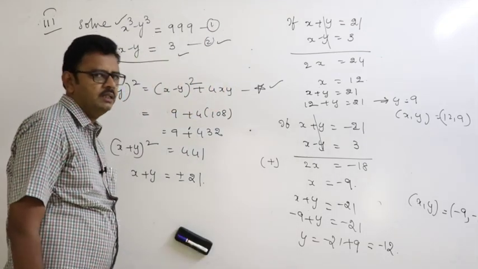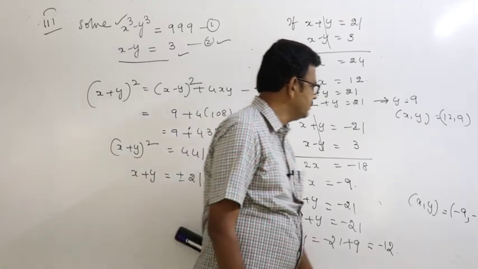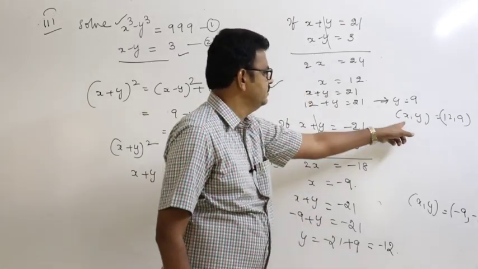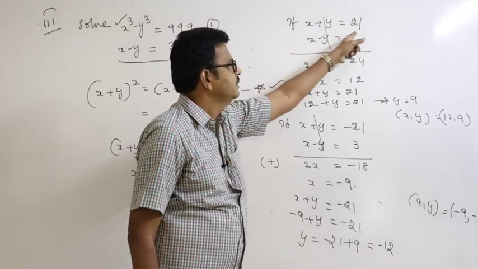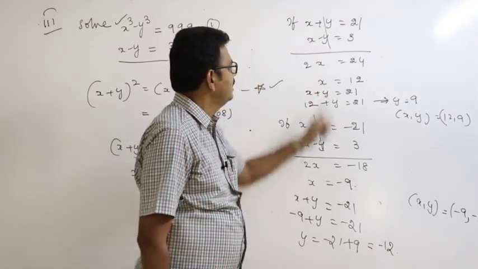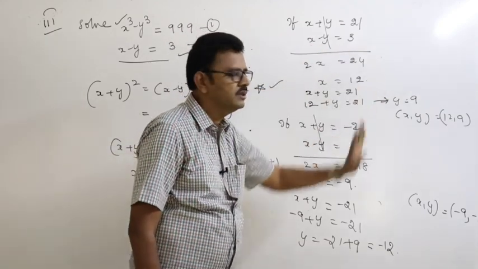Simple thing, whether your answer is correct or wrong, just verification. What is x value in this one? 12, 9. Adding x plus y equal to 21, correct. And x minus y, 12 minus 9, 3. 3 equal to 3. So that is your answer is correct.